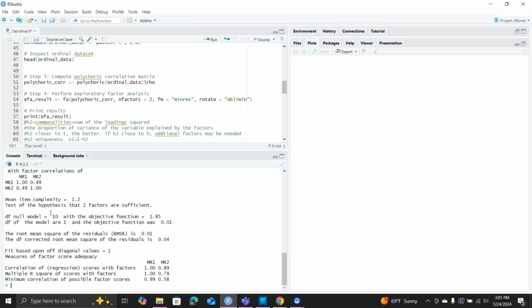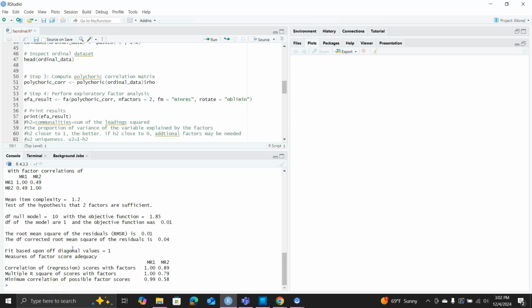And then for our model, the degree of freedom is 1, and the objective function is reduced to 0.1. So we have a model with only 1 degree of freedom. That means there's one extra parameter to be estimated. So we have almost a saturated model, but the objective function, 0.1, is really much smaller than 1.85. So this is good, but on the other hand, we only have 1 degree of freedom left, so we don't have much room to improve. So good or bad, this two-factor model? From this angle, okay.